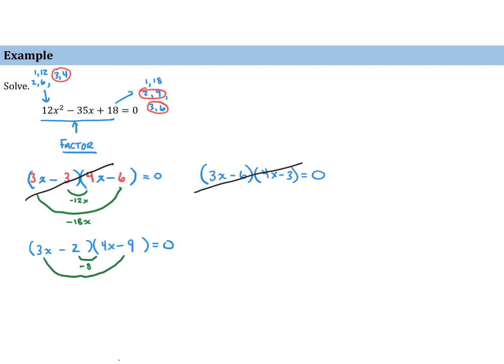So this would be negative 8x. This would be negative 27x. And notice that gives us our negative 35x. So if we FOIL this out, we would get 12x squared minus 35x plus 18. So this is our correct factorization. So now we can go ahead and solve.